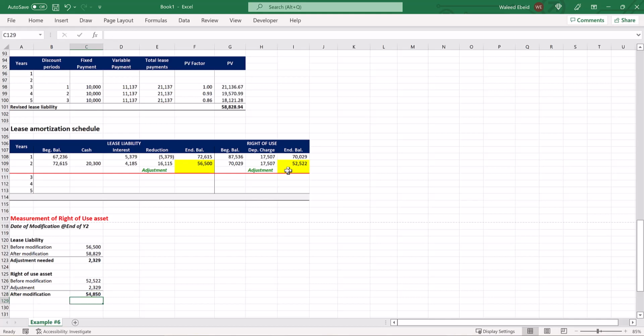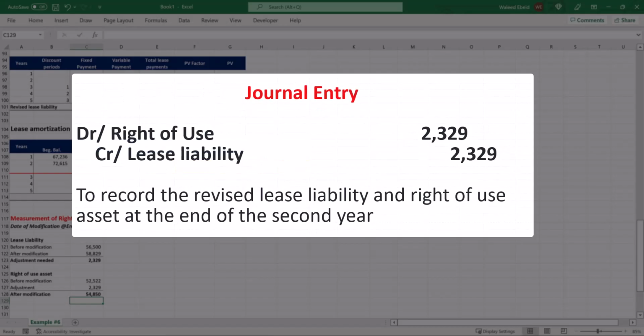The journal entry to be made in the lessee's books at the end of the second year, to reflect the revision of the right of use and the lease liability is: debit the right of use asset by 2,329, and credit the lease liability by the same figure.